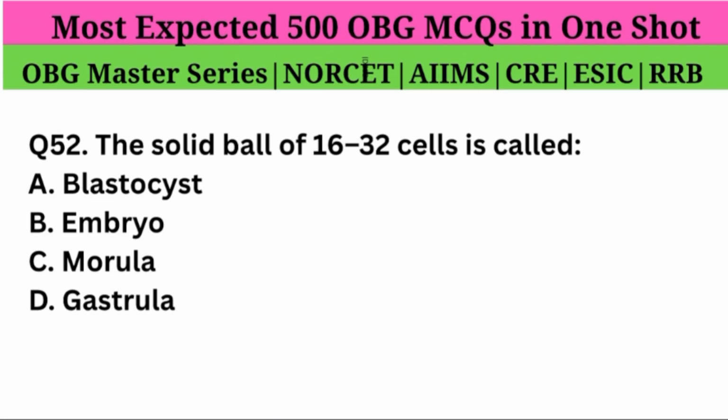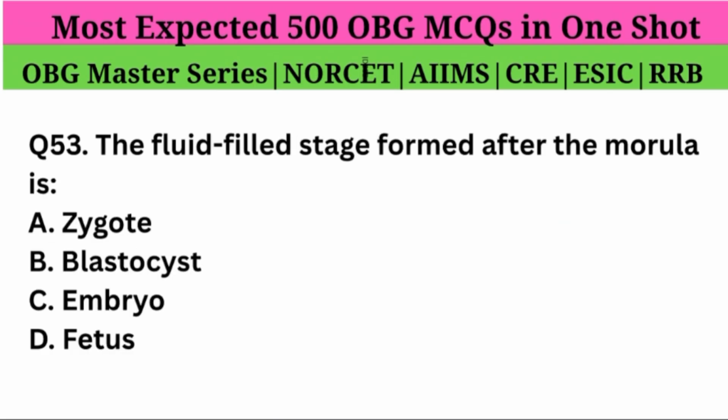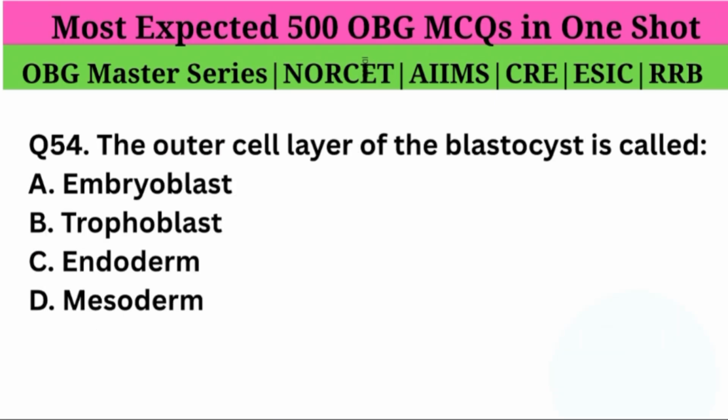Your correct option is option C, morula. Next question. The fluid-filled stage formed after the morula is. Your correct option is option B, blastocyst. Next question. The outer cell layer of the blastocyst is called.